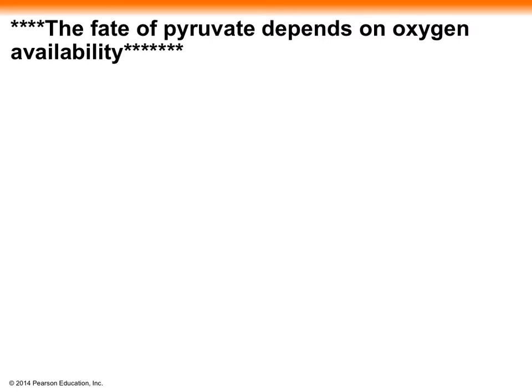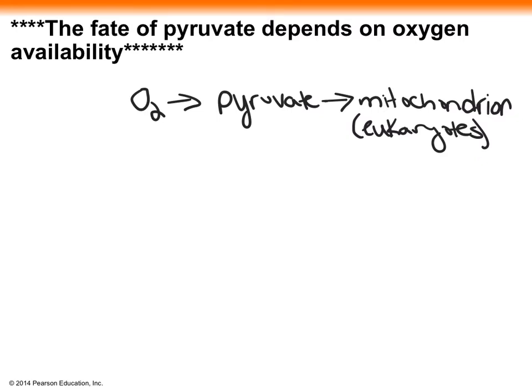So now through glycolysis, we have 2 molecules of pyruvate for every glucose that goes through glycolysis. And the fate of that pyruvate is going to depend on oxygen availability. If oxygen is available, then pyruvate will enter into the mitochondrion. The pyruvate will enter into the mitochondrion for eukaryotic cells, but if we're talking about prokaryotic cells, this is going to happen in the plasma membrane.